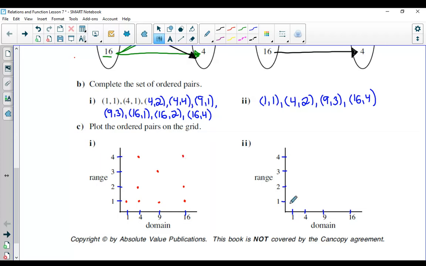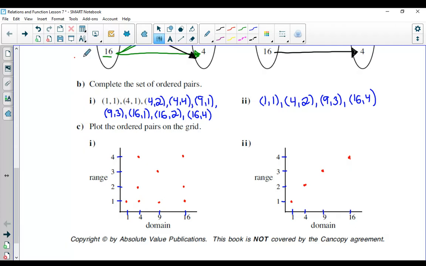For the graph on this side, we have 1 comma 1, which would be located here. We have 4 comma 2, located at this position. We have 9 comma 3, located there. And we have 16 comma 4, which would be up in the top right here. Okay, so we just used a mapping diagram to identify the ordered pairs, and then also to sketch a graph of what those ordered pairs would look like.